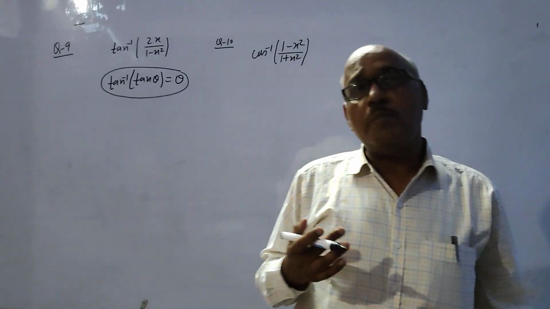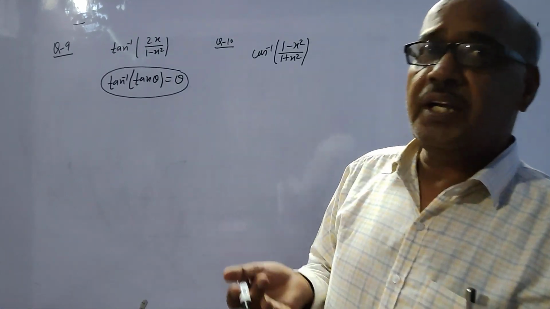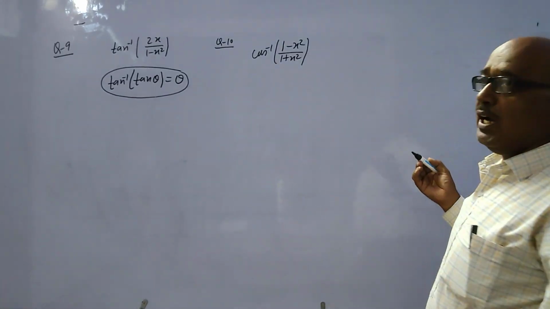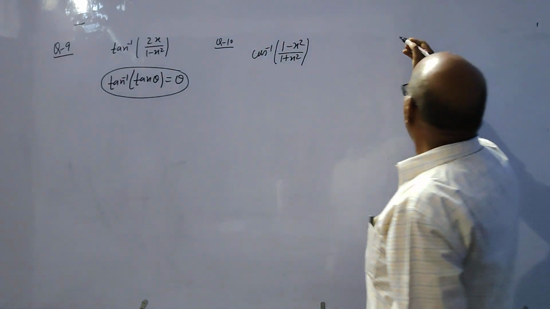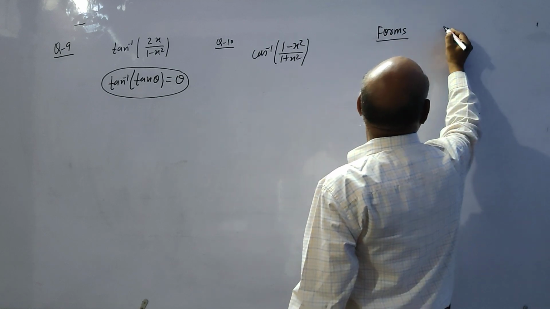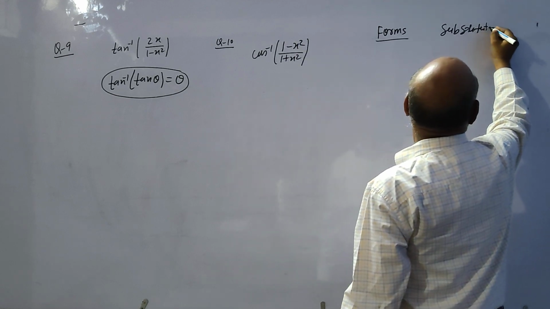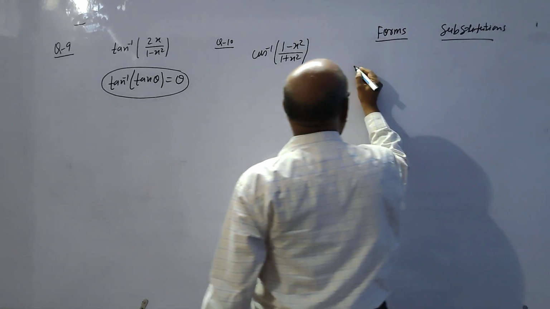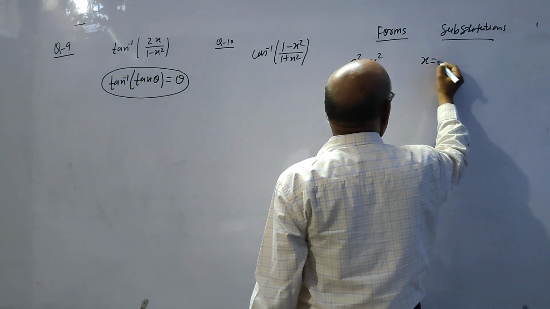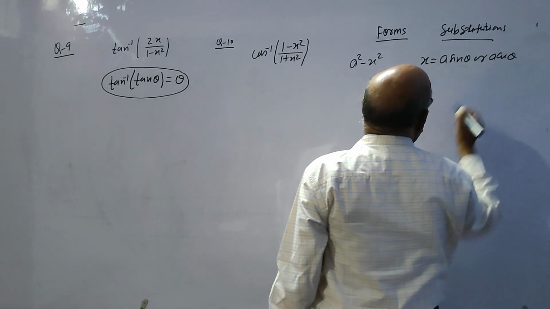Now for that you are supposed to remember all the formulae which you have done in class 11th. This is the compound angle formula and multiple angle formula. So now I'm just telling you the forms and substitutions which you are supposed to remember. If the form is a square minus x square, then you substitute x is equal to a sin theta or a cos theta.